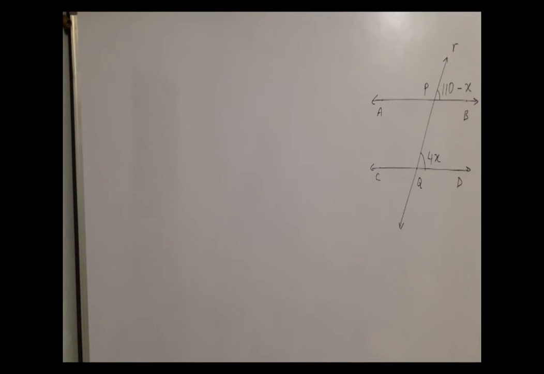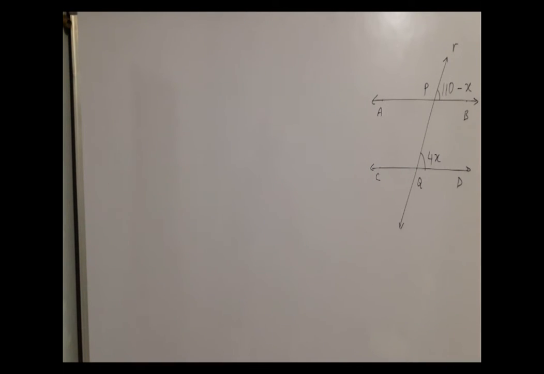Okay, here we have a simple sum again. AB and CD are two parallel lines and R is their transversal. You are given two angles 110 minus x and 4x. So I hope you can see the diagram. Two angles are given to you and you have to find the value of both the angles.